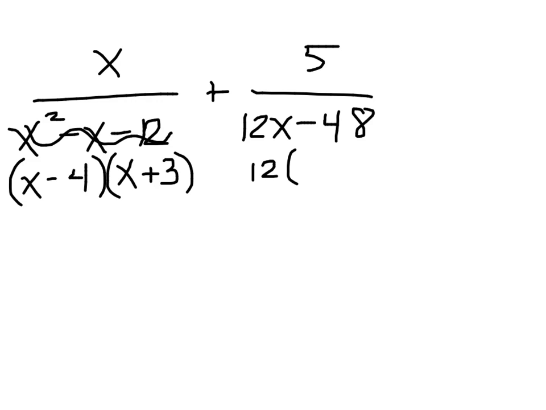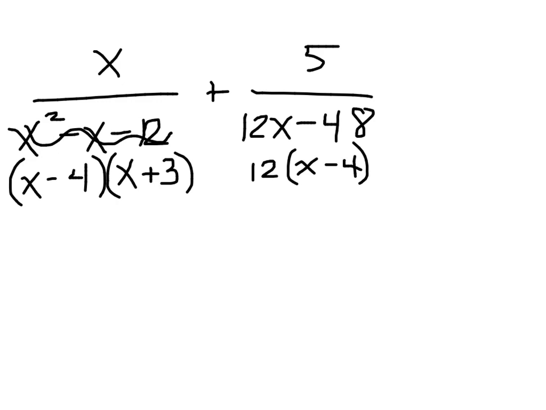So when I take out a 12, what do I have left? X minus 4. Now, I want you to see with your eyes, is there anything that the one fraction shares with the second fraction? Right. So if you would have just multiplied them together, you would have had 2 of those. That's overkill.